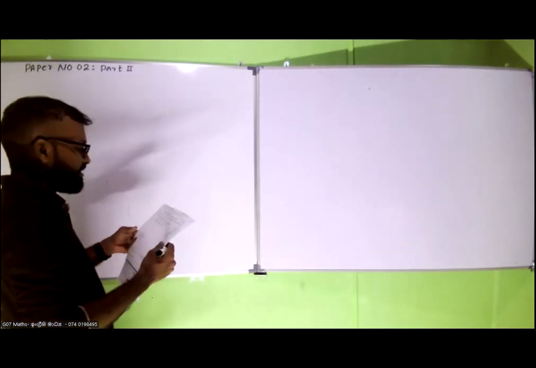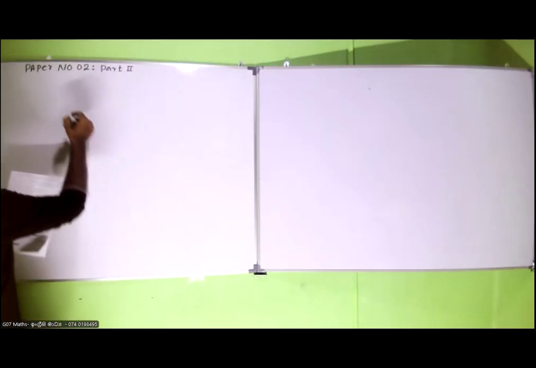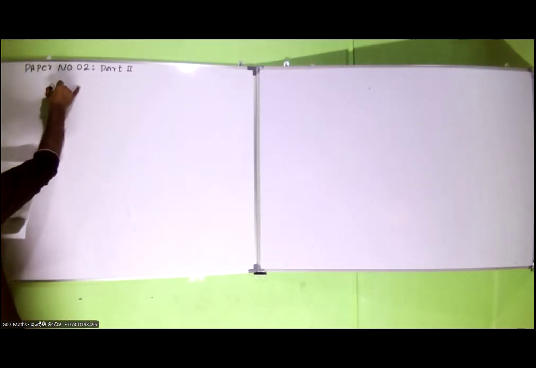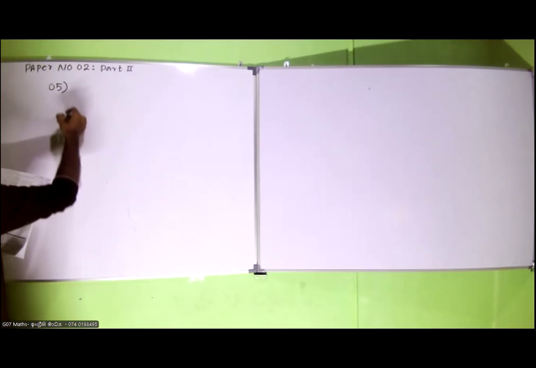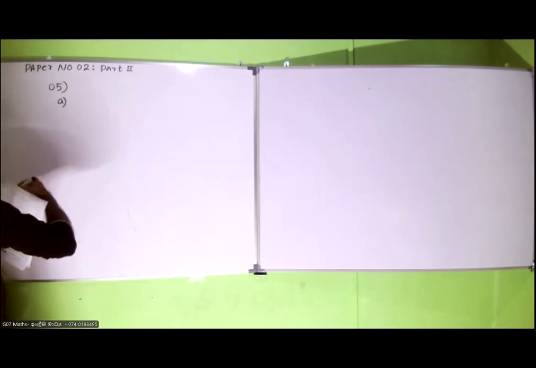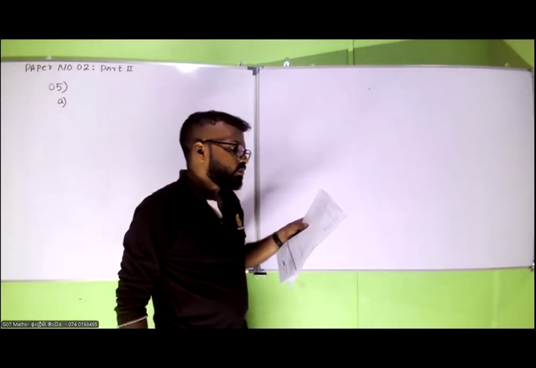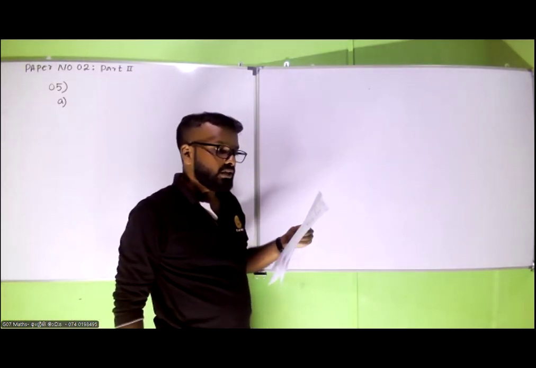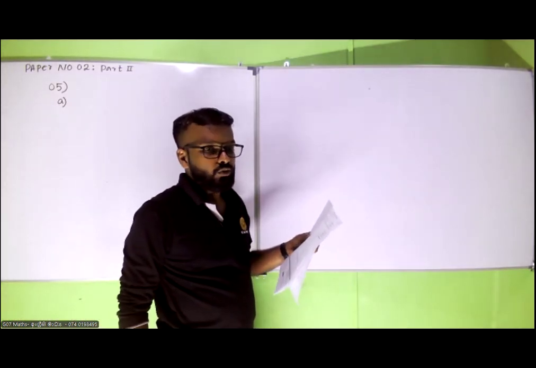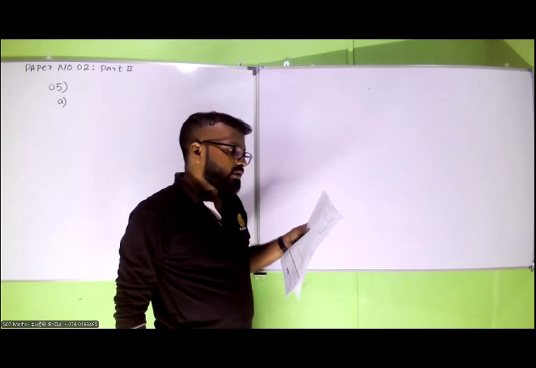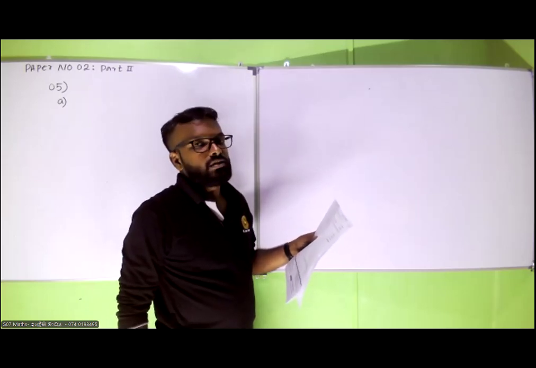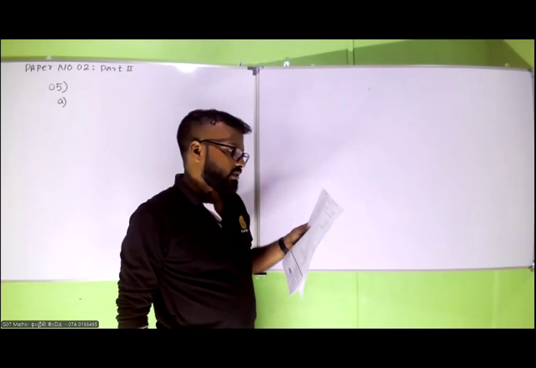So let's discuss the fifth question, and this is another great question that you have. Fifth question, part A. Flour, sugar, and butter are mixed to manufacture a certain biscuit in the ratio of 5 to 3 to 1. Express each ingredient as a fraction.